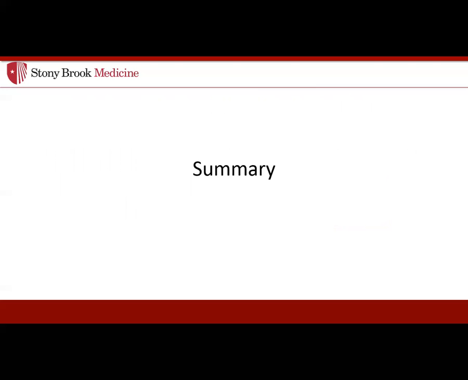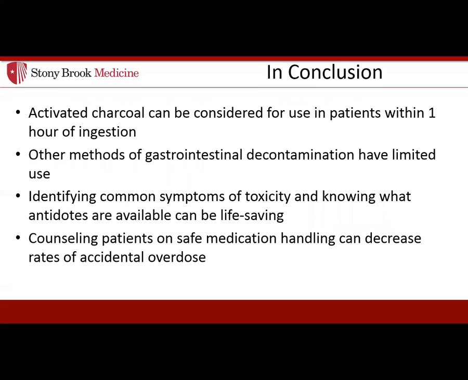Okay, so in summary, activated charcoal can be considered first line as a gastrointestinal decontamination of choice, and it's used for patients within 1 hour of ingestion. The other methods of gastrointestinal decontamination have limited use, and the risks might outweigh the benefits. Identifying common symptoms of toxicity and knowing what antidotes are available can be life-saving. And counseling patients on safe medication handling can decrease rates of accidental overdose.